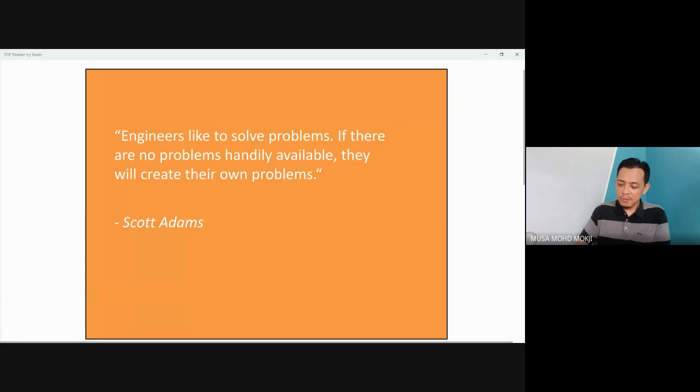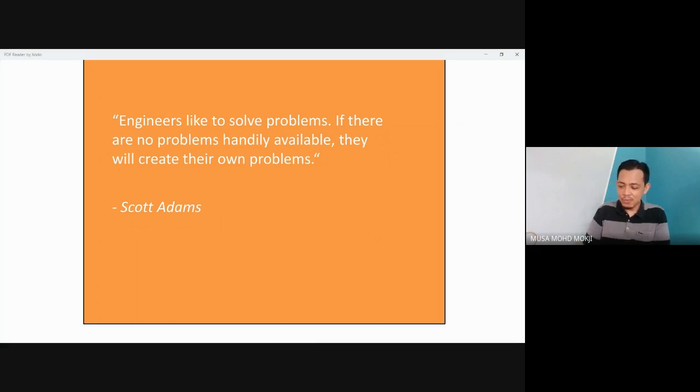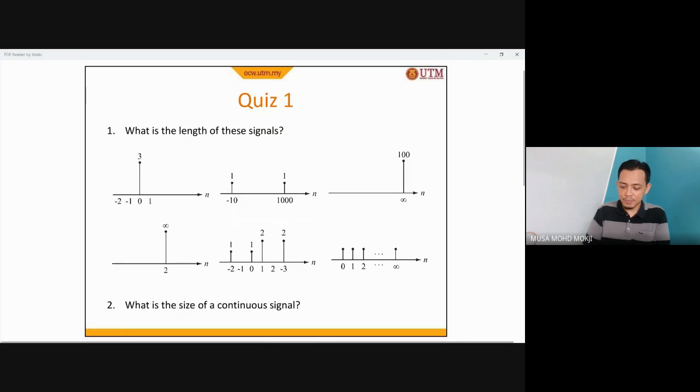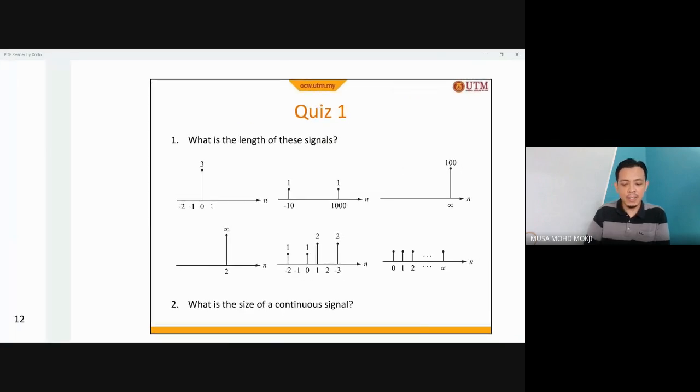That's all for today. Just some words from Scott Adams. Maybe you have heard this. Engineers like to solve problems. If there are no problems handily available, they will create their own problems. A good problem. Hopefully we have those spirits. We'll continue this later next week.